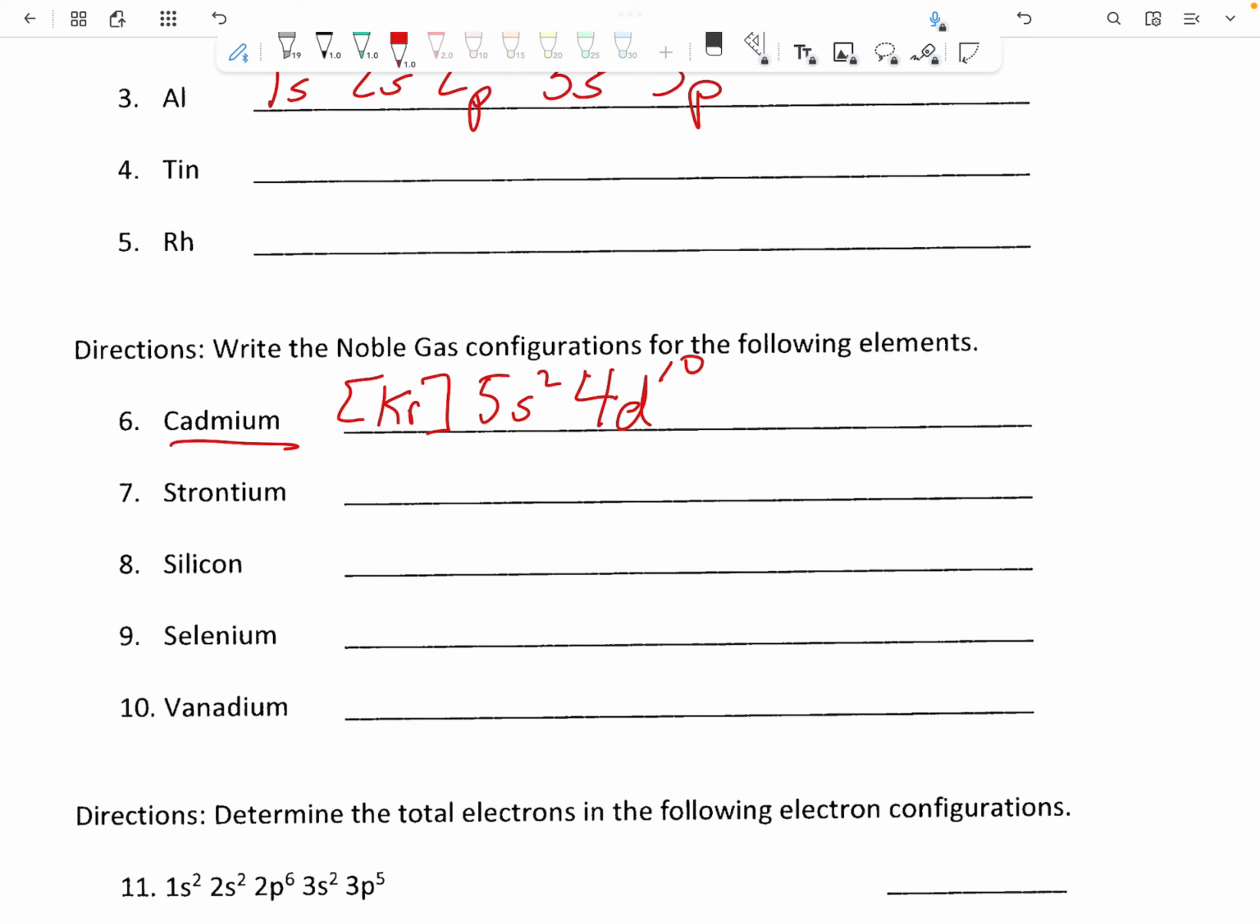Strontium is very easy. The noble gas in group 8 would be krypton again. And you write whatever's after that, and strontium would be a simple 5s2. Okay? And you can figure out the rest.